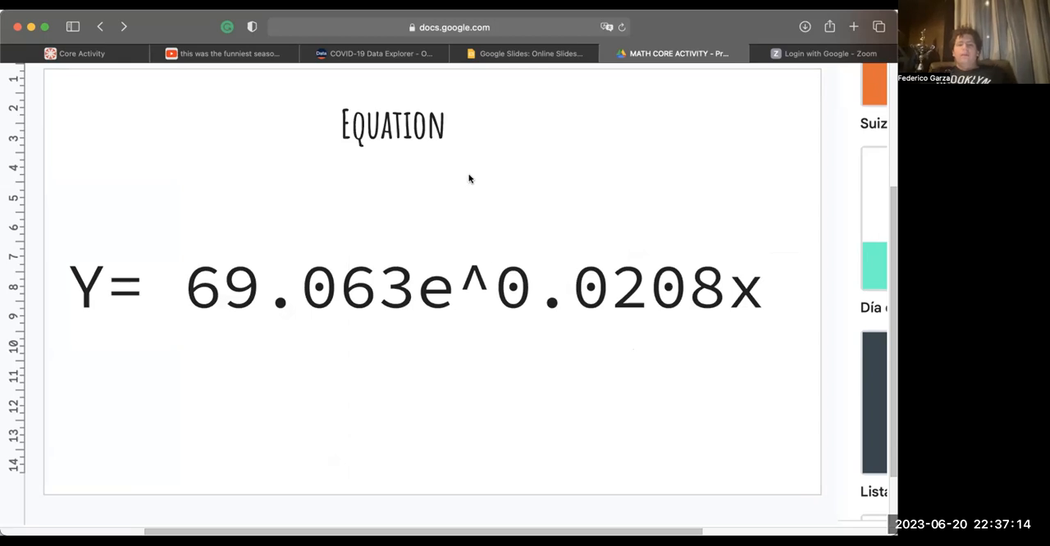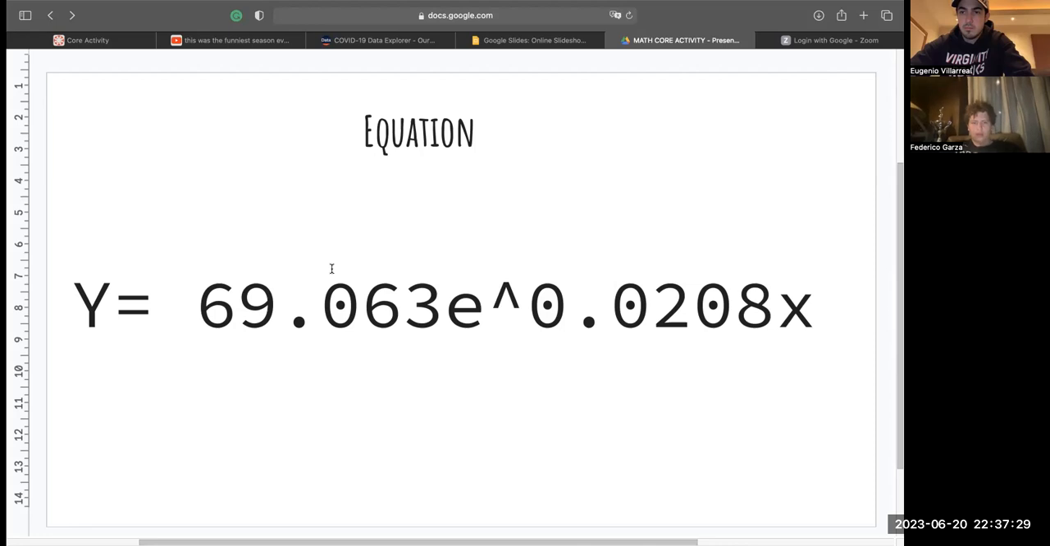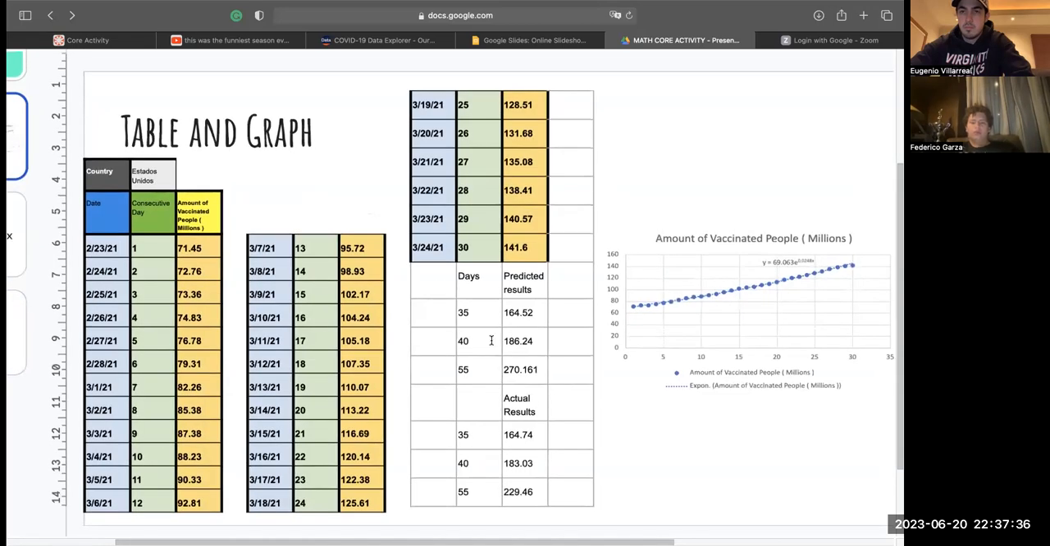And by using the equation that Excel gave us, we were just plugging in the y, the equal sign, and the numbers in the calculator, and that's how we got the predicted results. And we used the predicted results to get days like 35 days, 40 days, and 55. So here is how they were supposed to be, and this is how they actually were.